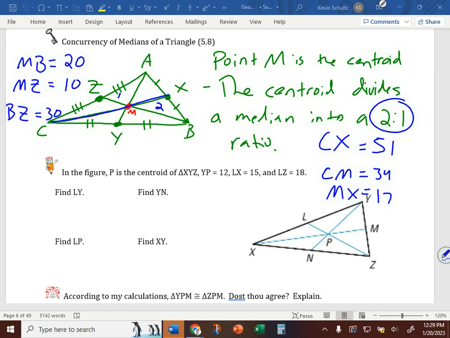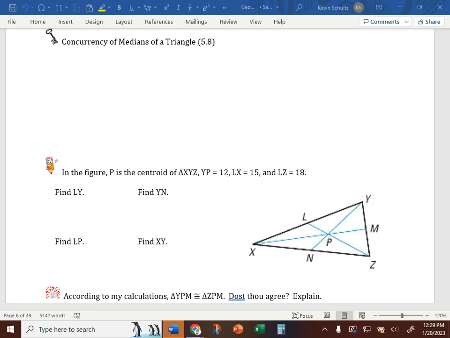Depends on how much you let me teach. Okay. The bottom of the paper.